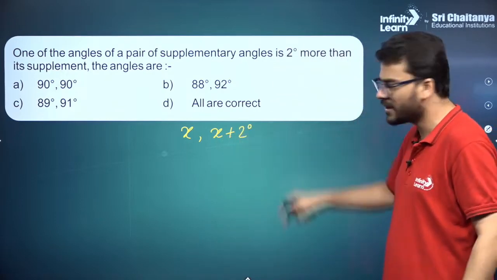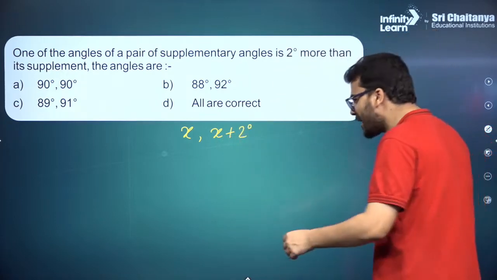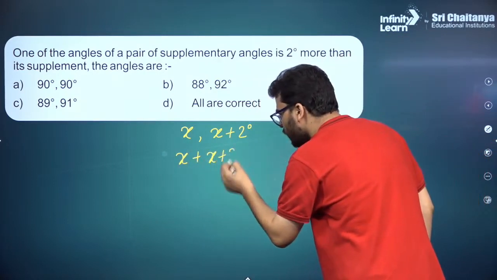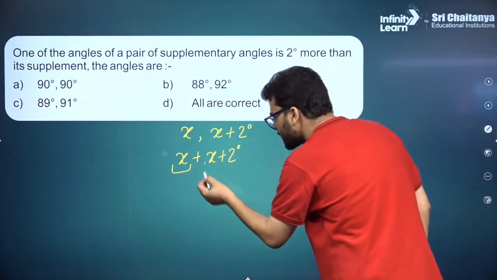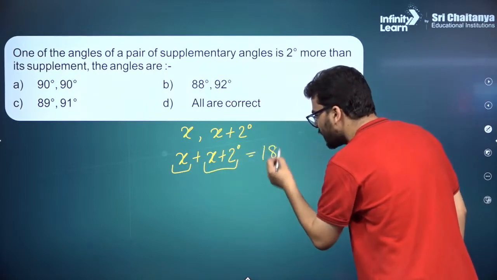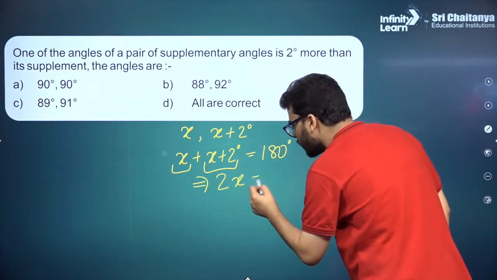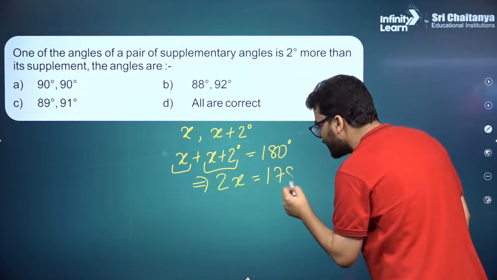One angle is x and the other angle will be x plus 2, and they are supplementary angles. So what does it mean? It means this angle plus this angle will be equal to 180 degrees because they are supplementary angles. So from here, can I say 2x is equal to 178 degrees over here?